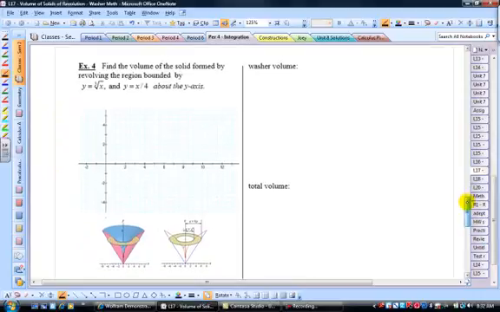Okay, on example 4, what we want to do is find the volume of a solid formed by revolving the region bounded by y equals the cube root of x and y equals x divided by 4, about the y-axis here. And I'm going to have to limit this to quadrant 1 only. So I've got to write that down. So quadrant 1.